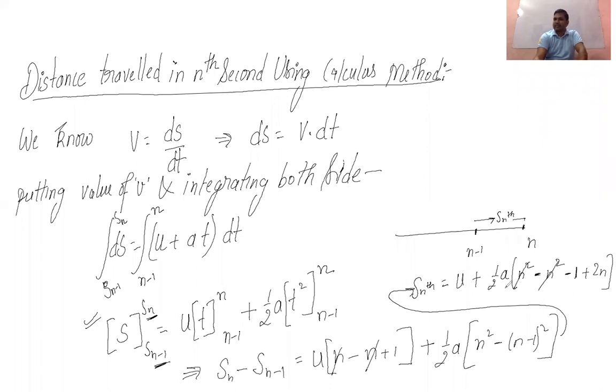And now the same formula we have studied earlier. So this will become Snth equals u plus a by 2 is common, and here it is 2n minus 1. This is basically the formula for distance traveled in the nth second.